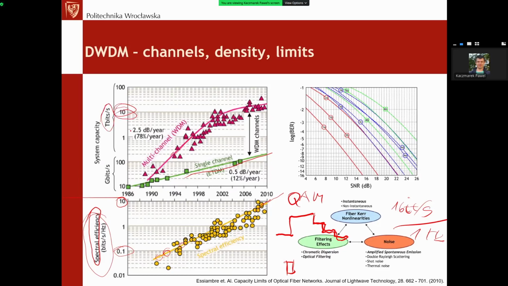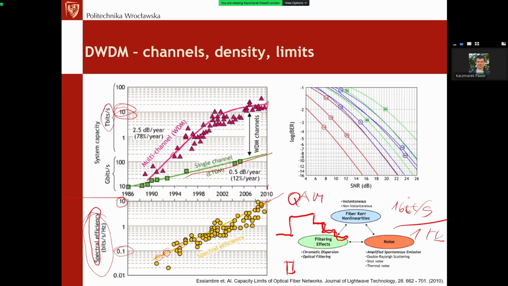now it is exceeding 10 terabits per second. That is data which ends at 2010. Right now the numbers are even higher. So the systems are able to transmit, let's say, 30 terabits per second. Something over, I don't remember the exact number, 50 terabits per second for one fiber is something close to the record value right now.